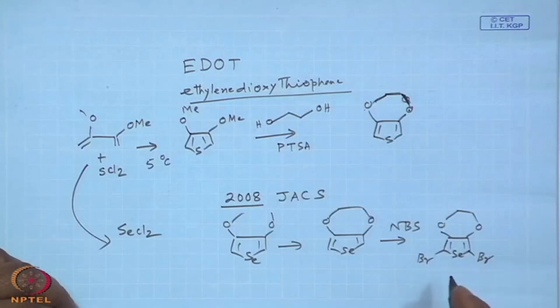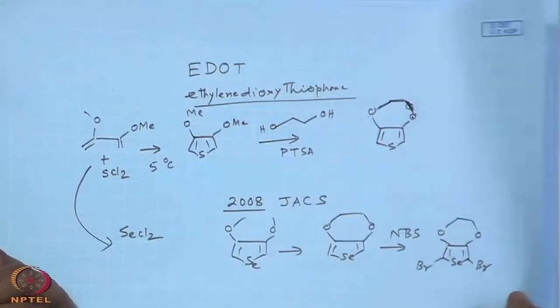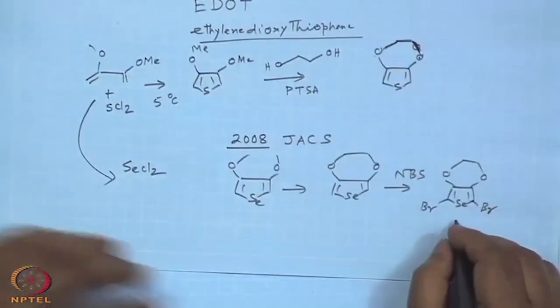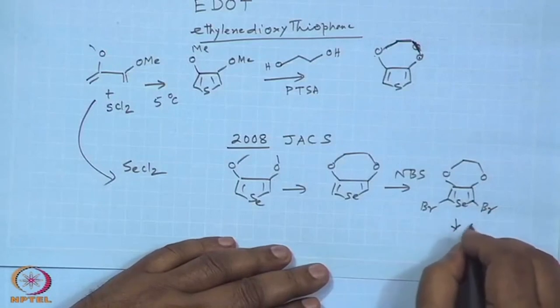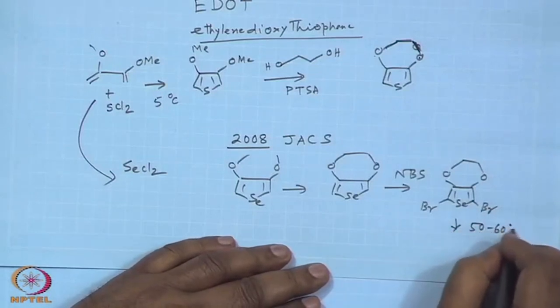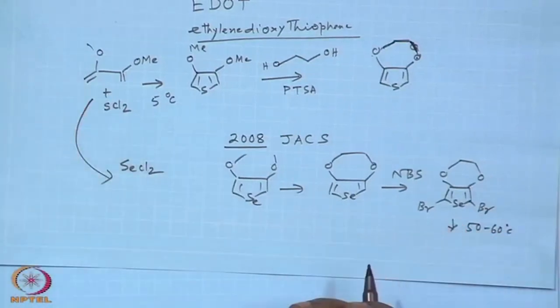But you know, this compound is unstable, but it gives a very interesting compound. If you heat it around 50 to 60 degrees centigrade, it undergoes polymerization, which is what they want. That means polyselenophene, they want it. And of course, it gives improved properties, etcetera. So, that is the reason why it is published in JACS.